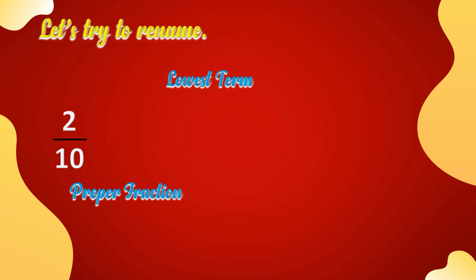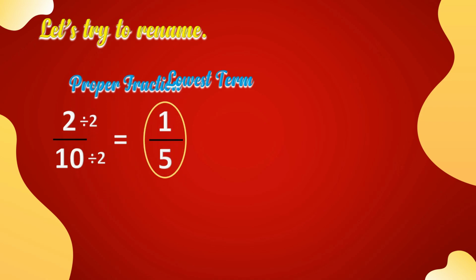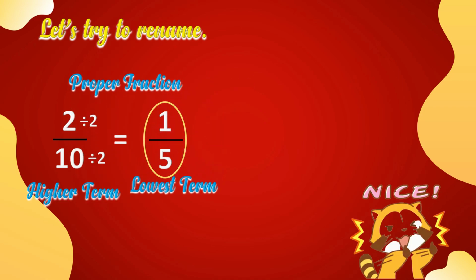Next, 2/10. Proper fraction yan. So, ang hahanapin natin ay lowest term kasi yung 2/10 is divisible by 2. So, 2 divided by 2, that is 1, and 10 divided by 2 is 5. Okay, so 1/5 the lowest term. Okay, next. Yan, congratulations.